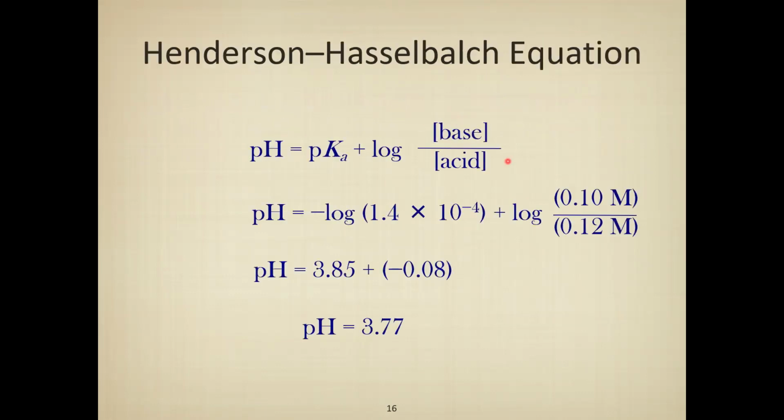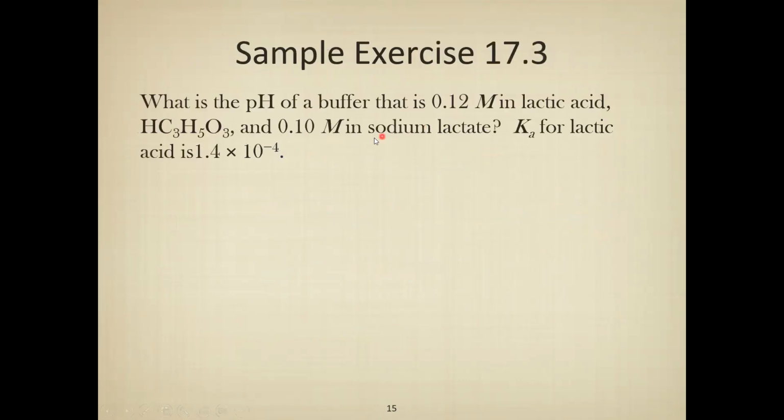And when we do it, we're just going to plug in 0.1 molar on top, 0.12 molar on the bottom. And the reason for that is lactic acid is going to be our acid. This is going to be a weak acid. What we're going to see is very little of it is going to dissociate. So we can just use this 0.12 to represent the concentration of HA.